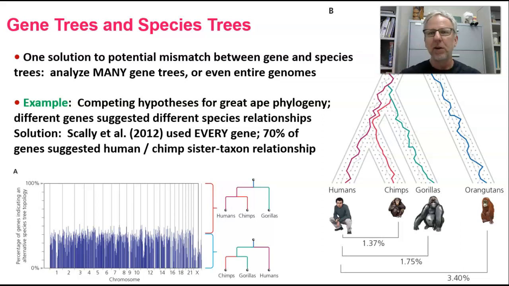If you look at figure B, you can see how one particular gene tree would actually show that chimps and gorillas are each other's closest relatives because of how those alleles coalesce. But again, by looking at whole genomes or many genes, the overall patterns of how species are related become better focused.